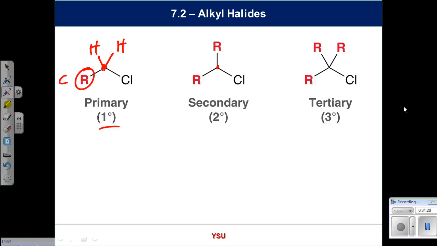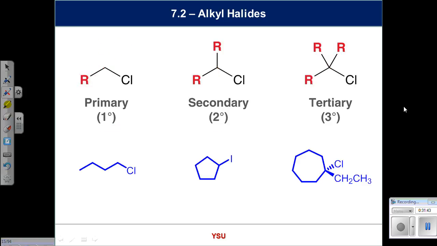Here I have two carbons attached directly to my alpha carbon, only one hydrogen, that makes it secondary. And I have over here three, no hydrogens, that makes it tertiary. How important is that categorization? It's everything in chapter 7. When you are making decisions about which pathway to go down, it's all about whether it's primary, secondary, or tertiary. So make sure we're okay with that.